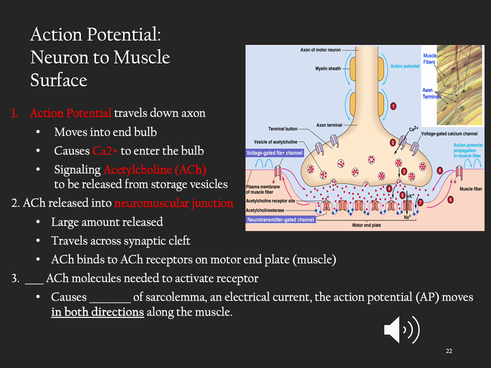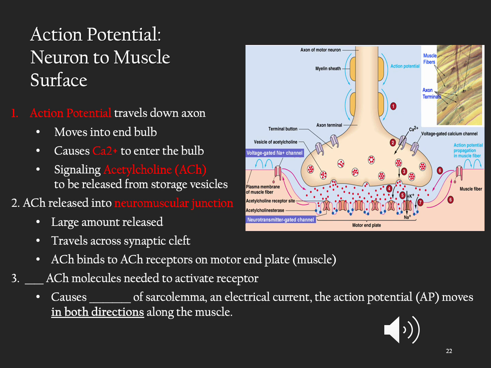So number one, our action potential travels down the axon. It moves into the end bulb, which then causes calcium to enter the bulb, signaling our acetylcholine, ACh, to be released from the storage vesicles. You see this ACh going into the space between the neuron and the muscle, which is on the motor end plate.